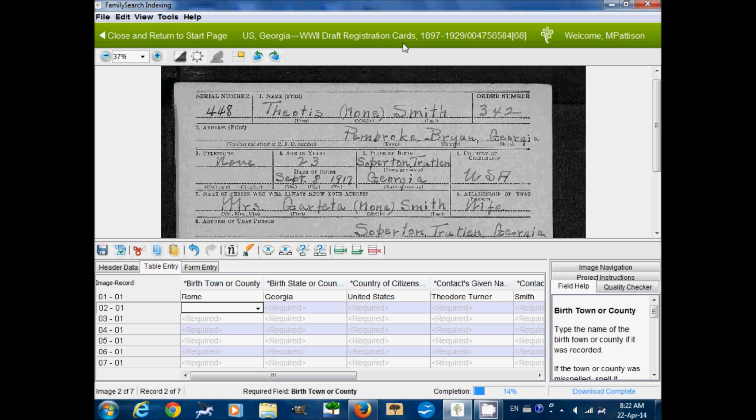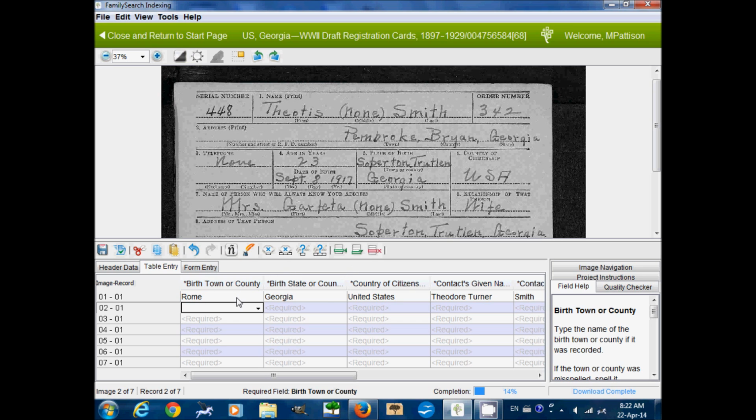This has already been indexed before, and we are re-indexing the project with much of the same information, but not everything. So the main thing is that we're not indexing this time the name of the principal person, so the name of the person who is registering for the draft. That is not being indexed this time. But much of the rest of the information is the same. So even if you've worked on this project before, this is going to be a little bit different.